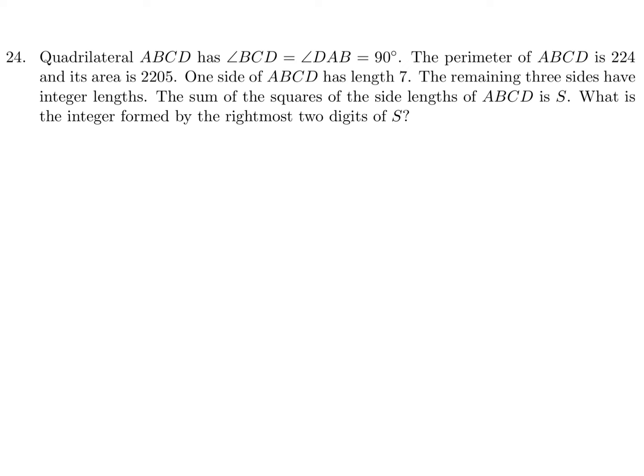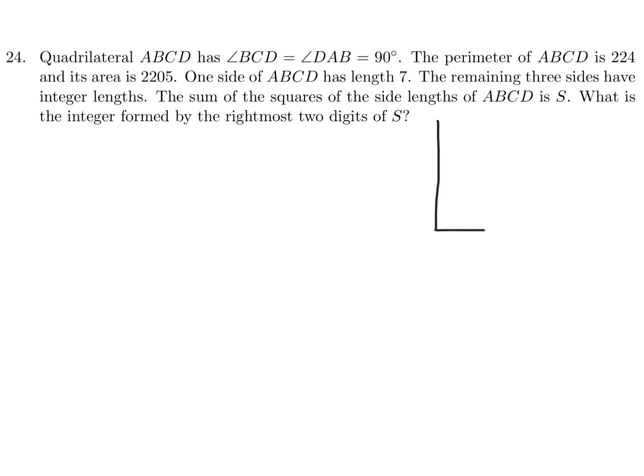All right, so we have a lot of information here. First, we have this rectangle AB. Well, hold on. I actually don't even know. Oh, it's just a quadrilateral. I thought it was a rectangle. But we are given some clues that BCD and DAB are right angles. But it's not necessarily a rectangle. Okay, I think I understand.